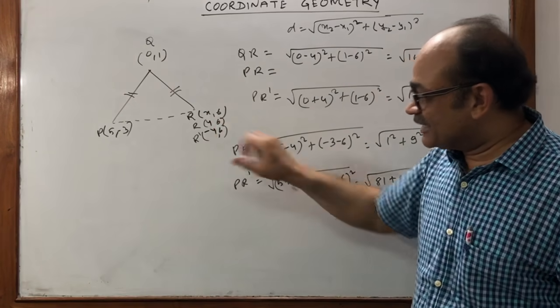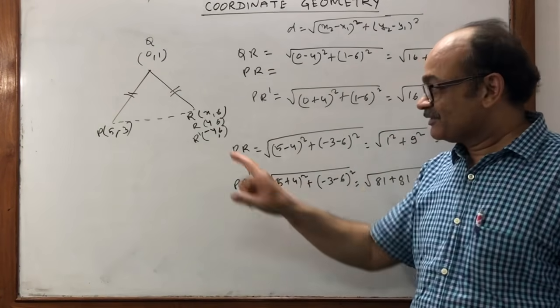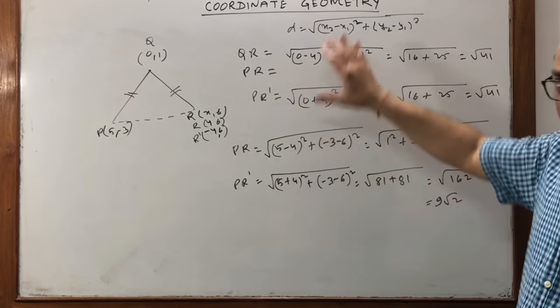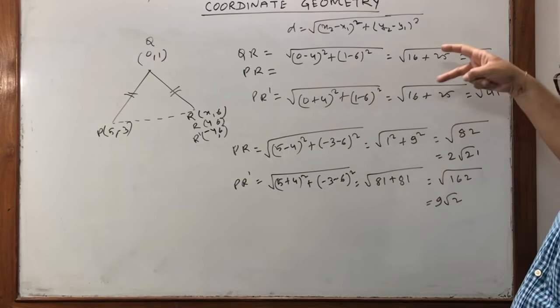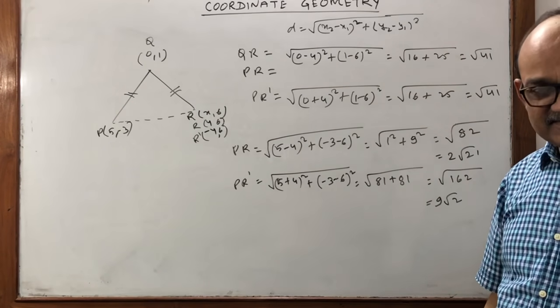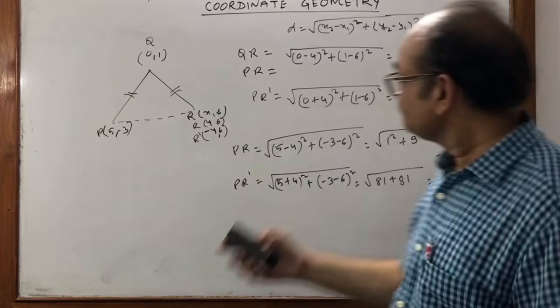So don't write only 4, 6 as the one answer. No. Plus 4 and 6, and minus 4 and 6. So we have these 4 options. Out of these, 2 are the same, but these 2 are different.